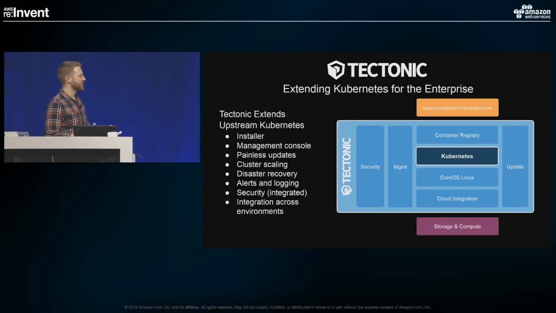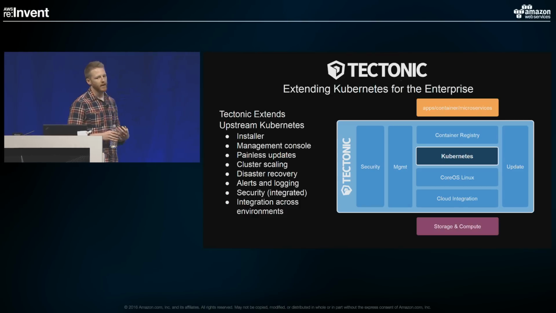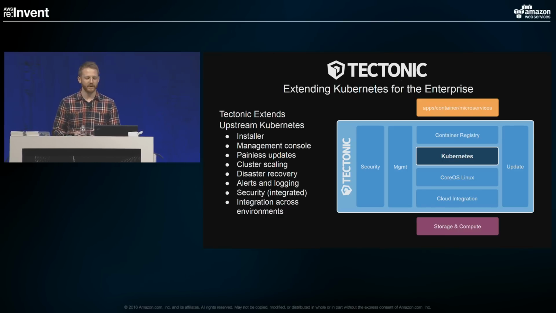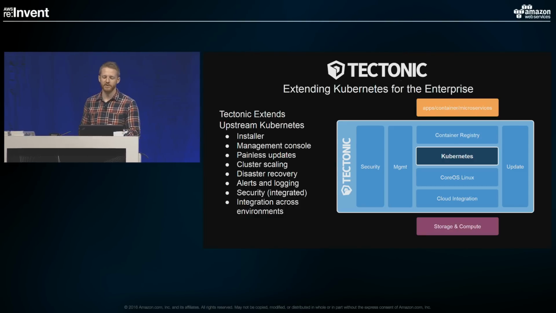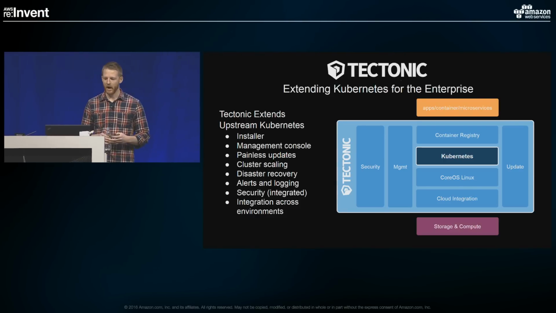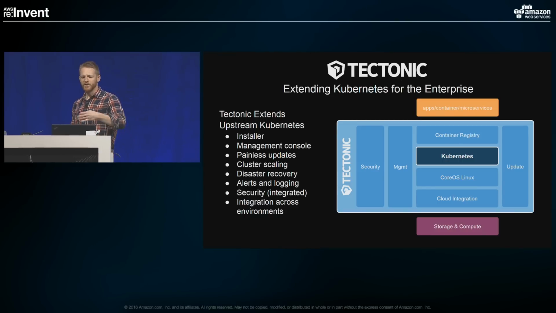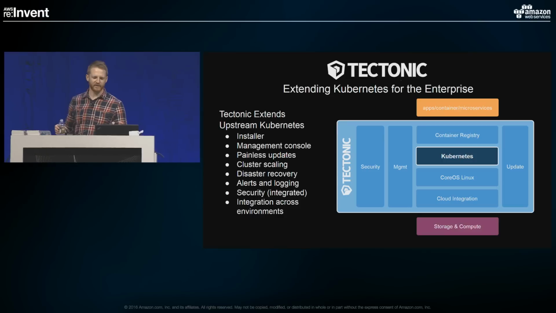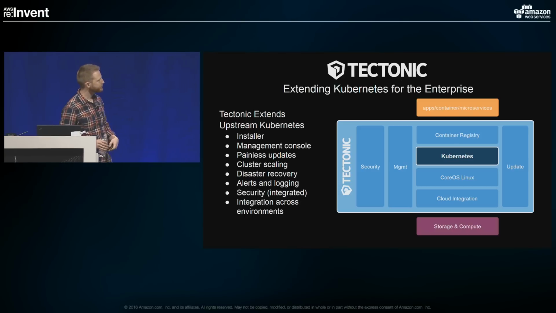I think our recommendation here is Tectonic from CoreOS, because it's basically upstream Kubernetes with some nice wrappers around it to make installing and managing Kubernetes on AWS much more intuitive. It does a lot of the heavy lifting for you. Some of these features are really important for running Kubernetes in production, in my opinion. So Tectonic provides things like an installer, a GUI for management, if you like GUIs, integration with LDAP and role-based access control, and then some tooling for managing the actual cluster itself.